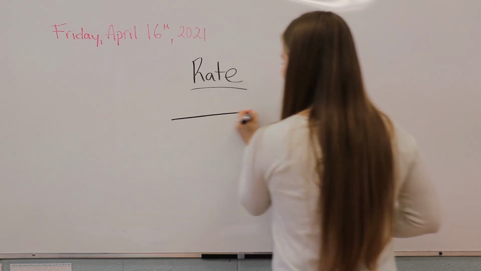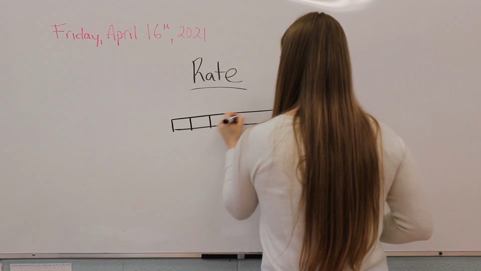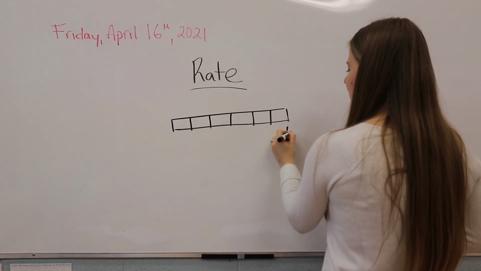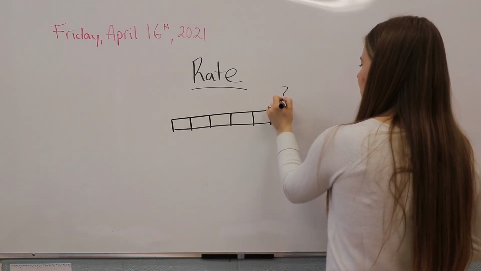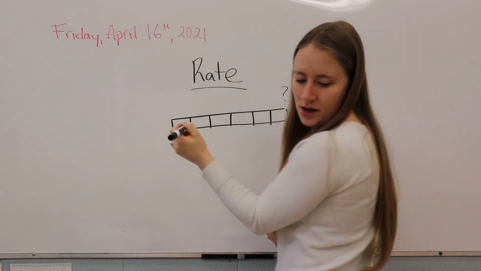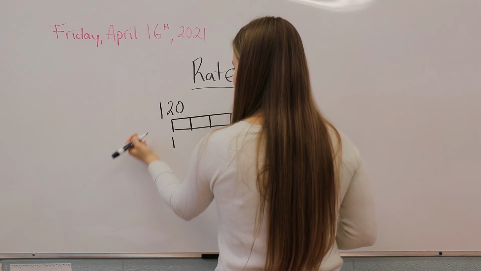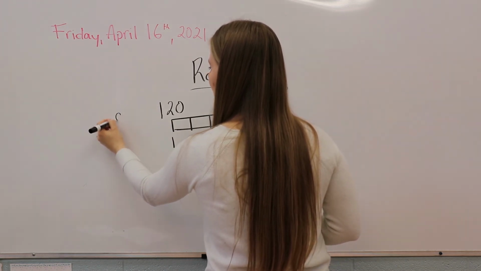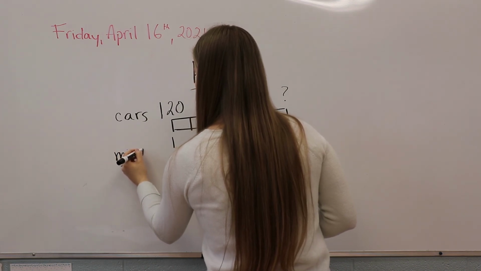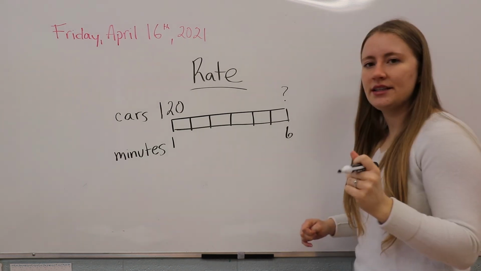Okay, so I'm going to draw a bar diagram. And I'm putting 6 boxes because it's asking us what happens when we get to 6 minutes. And it's given us the rate for 1 minute, which is 120. Okay, so this is cars, and this is minutes. Okay, so you see how that works?